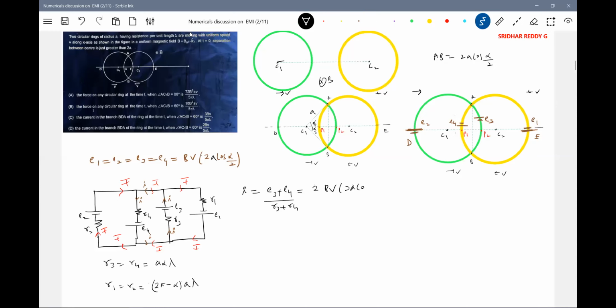Okay, that 2A cos of alpha by 2 by R3 plus R4. So this will become 2A. This is a current I. Similarly, expression for current capital I, I will write it. So that should be equal to E1 plus E2 over R1 plus R2. So E1 plus E2, this will become 2BV into A lambda.